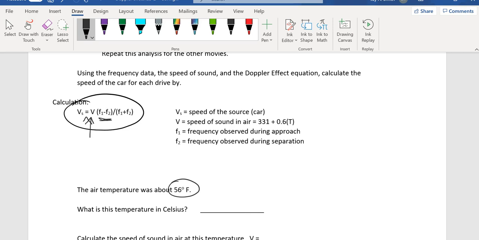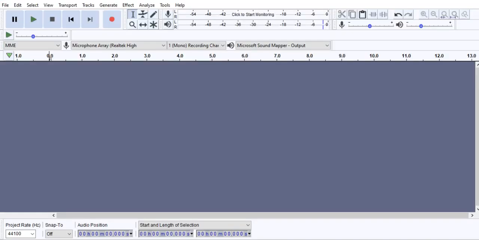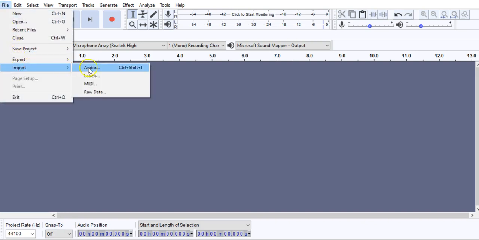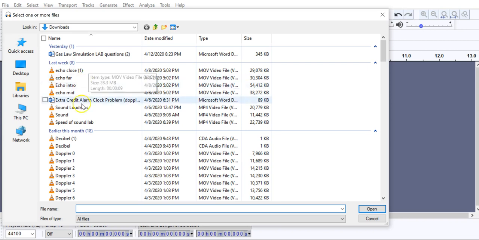But how do we get these frequencies, the F1 and the F2? Well, this is where we're going to use that program Audacity that we've used before. I've taken some videos of a car. I drove the car by and had a recording made. So let me show you how we're going to do that. We're going to go to Audacity, go to File, and then Import Audio. All we're interested in is the audio part, and I'm going to start with Doppler 1.